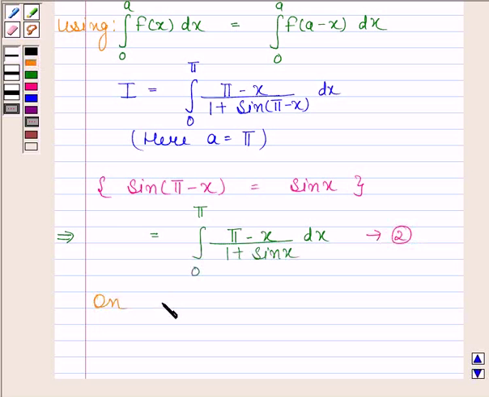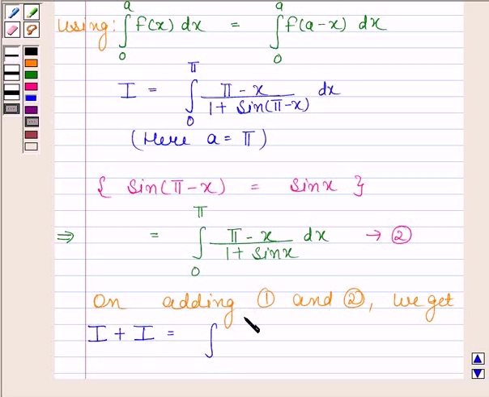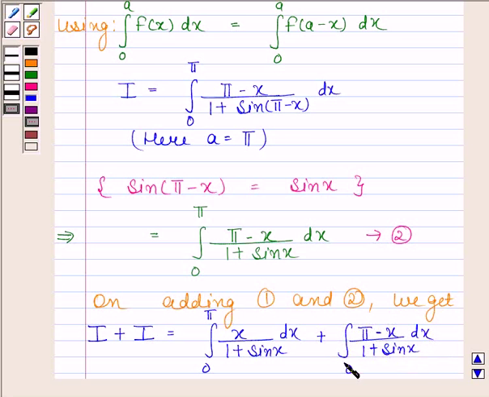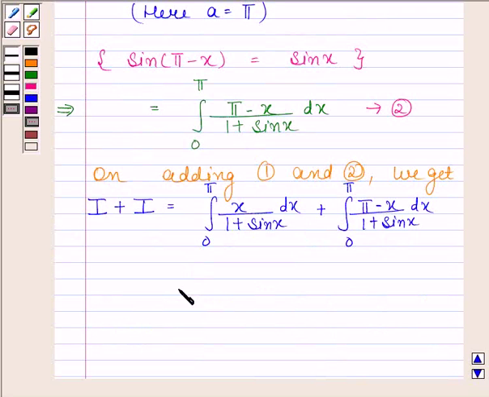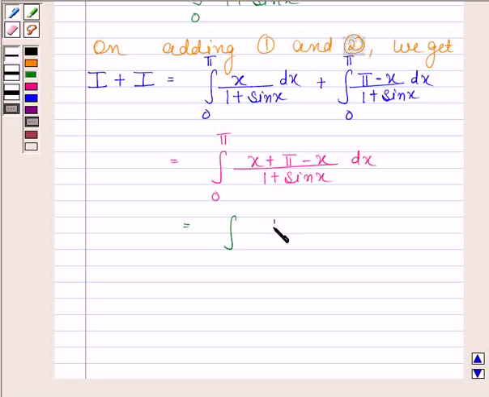Now, on adding 1 and 2, we get I plus I equals integral of x by 1 plus sine x from 0 to pi plus integral of pi minus x by 1 plus sine x from 0 to pi. Now this is equal to integral of x plus pi minus x by 1 plus sine x from 0 to pi, and this is equal to integral of pi by 1 plus sine x from 0 to pi.